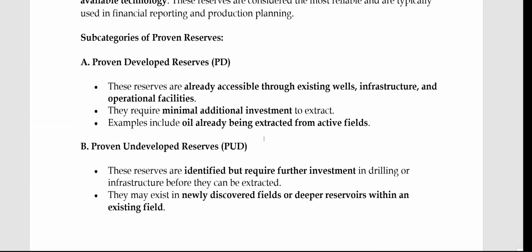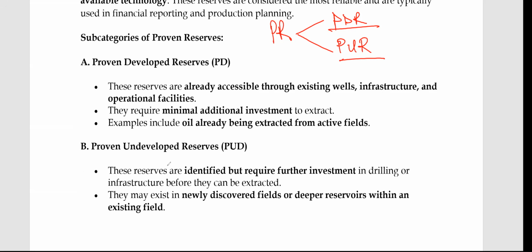So these proven reserves can be broken into proven developed reserves and proven undeveloped reserves. So if I have my proven reserves here, I can have proven developed reserves, and I can have proven what? Undeveloped reserves. Make sense? The reserves that are already accessible through the existing wells, infrastructure, and operational facilities are the proven developed reserves. For this one you don't need additional investment to extract them because they're already at the top. Do you get it?